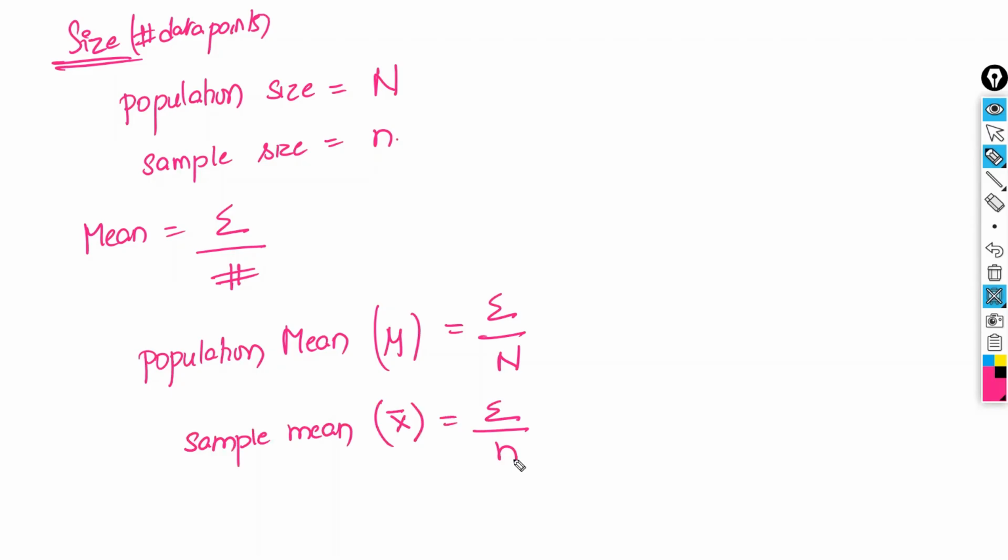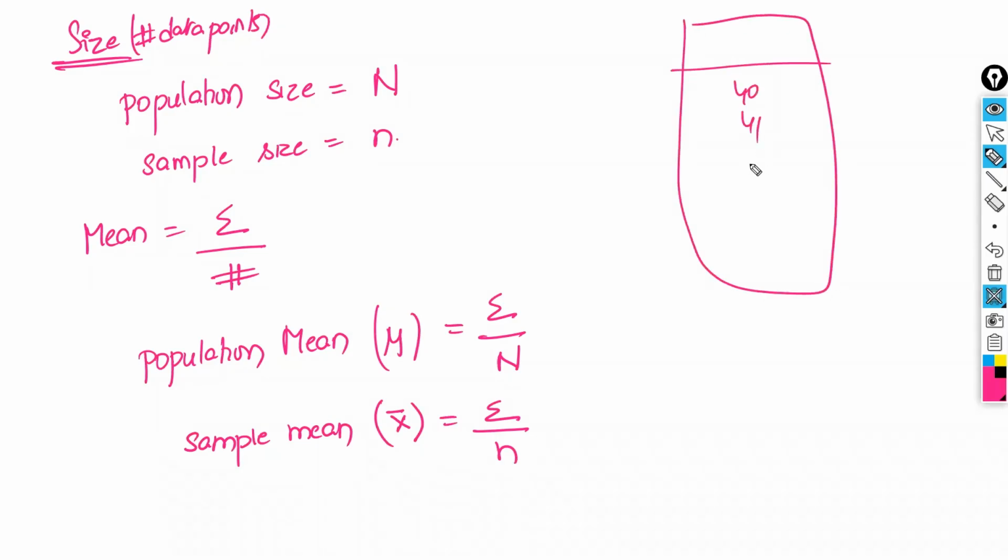Number of data points. Right? For example, I'm having a data set like this: 40, 41, 36, 39, 42. Now you are calculating the average value, the mean value. That is, first you are going to do the sum divided by total number of data points. Before doing this, check whether it is population data or sample data.